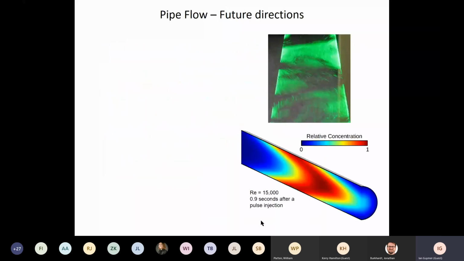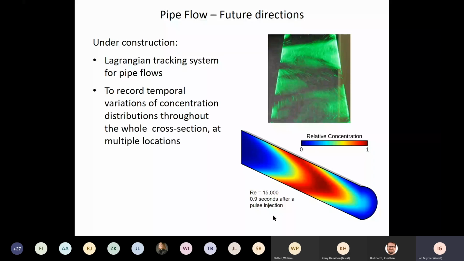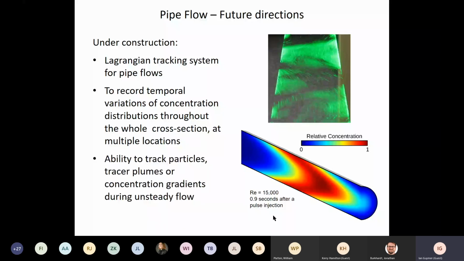And as a final slide, what we're currently building here in Sheffield now is we're replicating the pipe system, but this time we're building a Lagrangian tracking system for the labs, and we're going to use laser light sheets and a tracking system to be able to record both cross-sectional concentrations, distribution throughout the whole cross-section, and also to be able to track particles or concentration gradients or some of this biofilm that's been sloughed off the pipe walls. So I'll leave it at that.